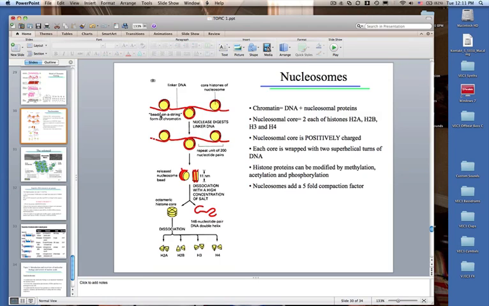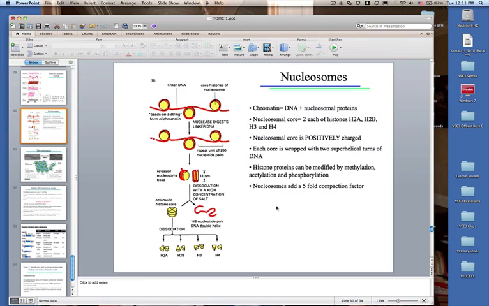And this adds about a 5-fold compaction level, which is actually pretty surprising, considering that's not really that big a deal, right? You're just wrapping your DNA around what we call nucleosomal cores to create the chromatin. Chromatin, right? You've heard that word, I'm sure, a lot in your studies. The chromatin that's in our nuclei is just the DNA plus the nucleosomal proteins that it's wrapped around.